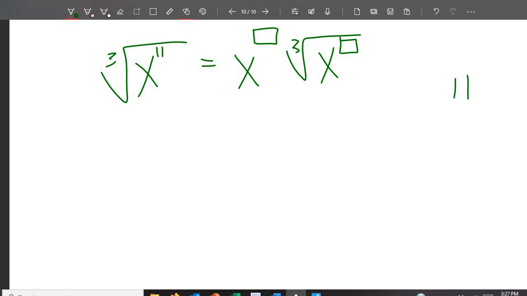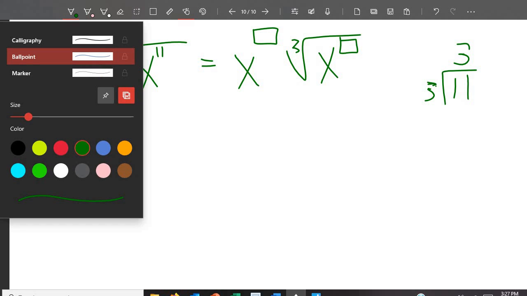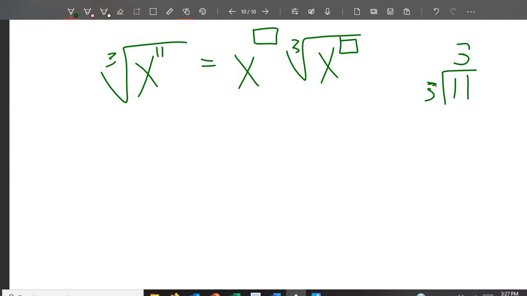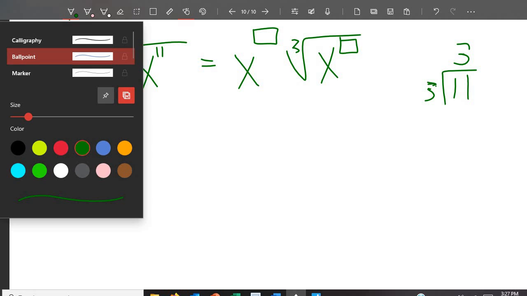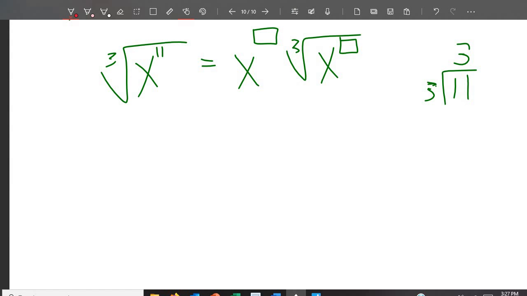Well, let's come over here to the side, and let's divide. So we'll have 3 goes into 11 3 times. So the number of exponents on the outside will be 3. Finish this out. The number of x's on the inside will be the remainder, which will be 2.